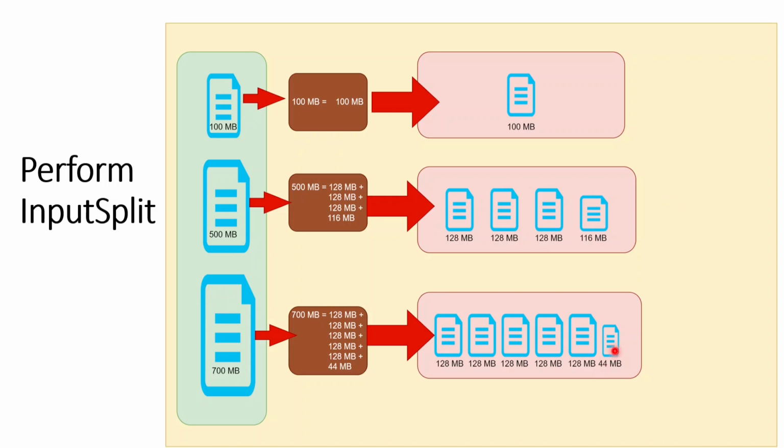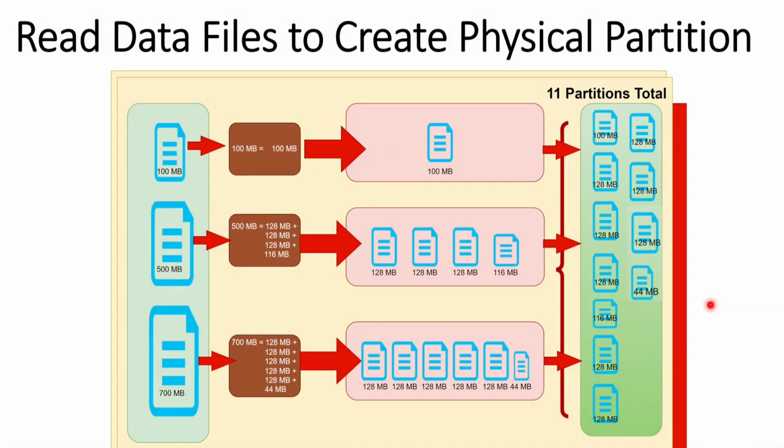Similarly, coming to this 44, we don't have any other data file to combine with this one so that we can increase the size within 128 megabytes. We don't have any other file. So even this 44 will be considered as a single partition in the Spark environment. So whenever this particular data frame is created, that data frame will contain 11 partitions. The first partition will contain 100 megabytes, a few other partitions will have 128 megabytes, one partition will contain 116, and one more partition will have 44 megabytes.